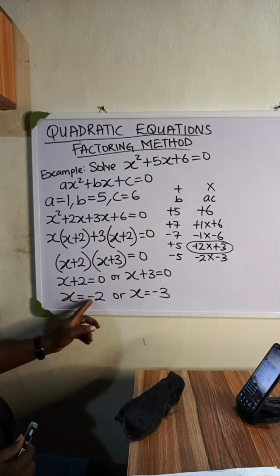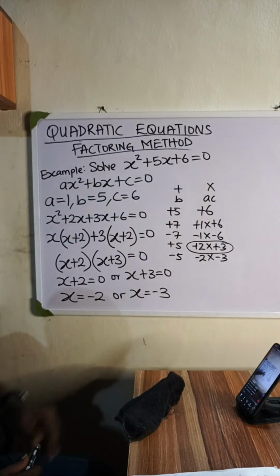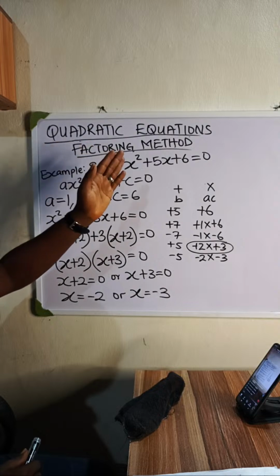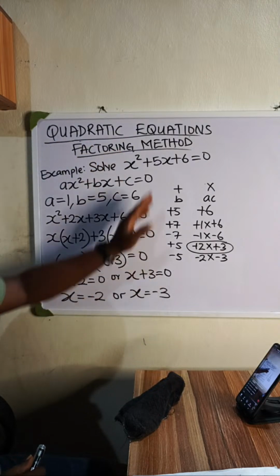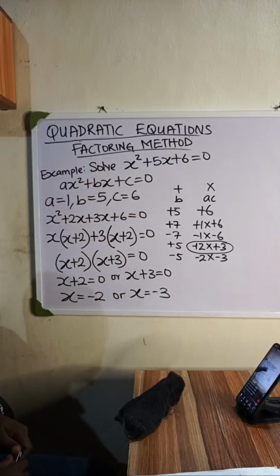This means that if you put in minus 2 in this formula, you're going to get equal to 0. Everything on the left is going to turn to 0. If you put in minus 3 into this formula, everything on the left is going to turn to 0. So that's what it means.